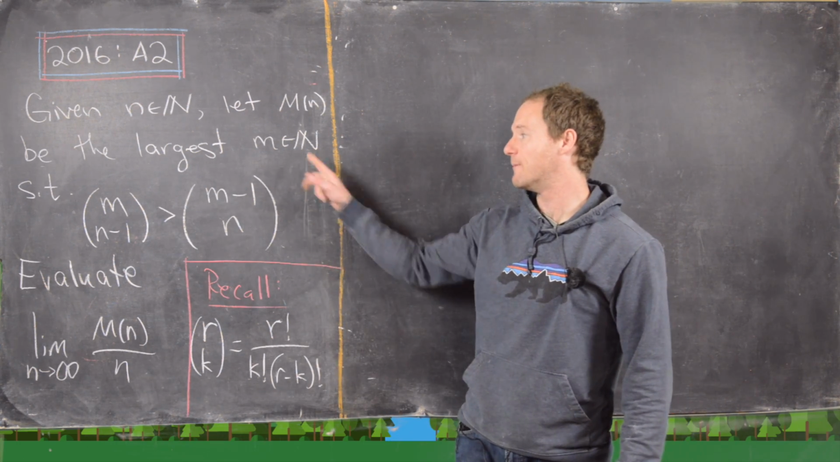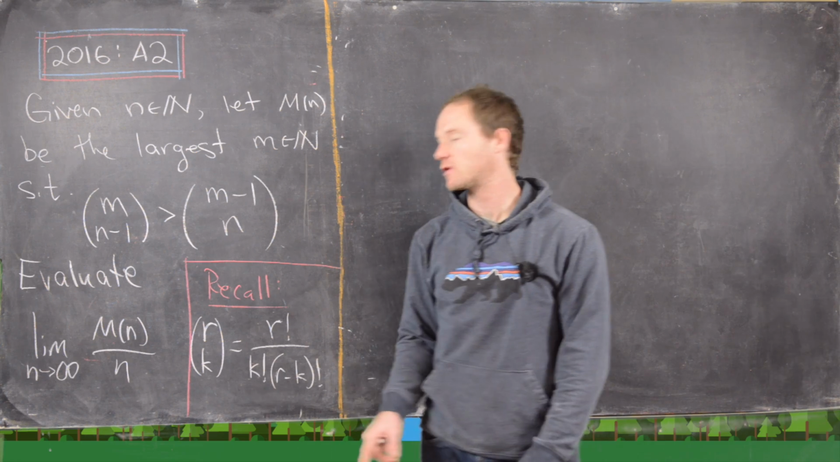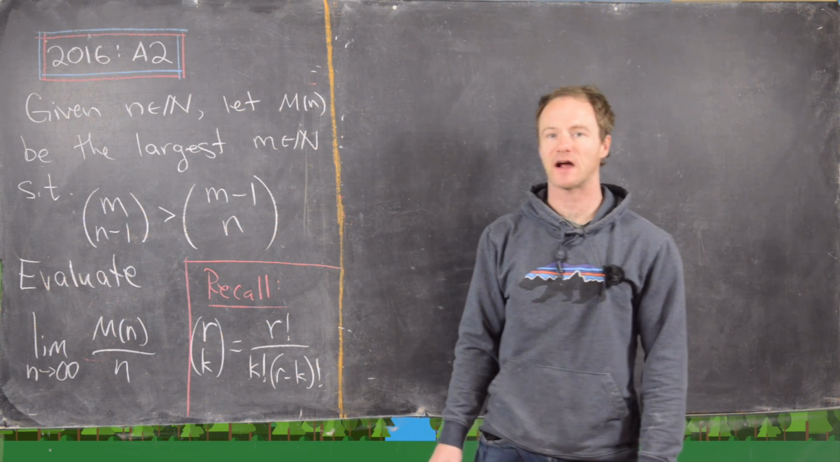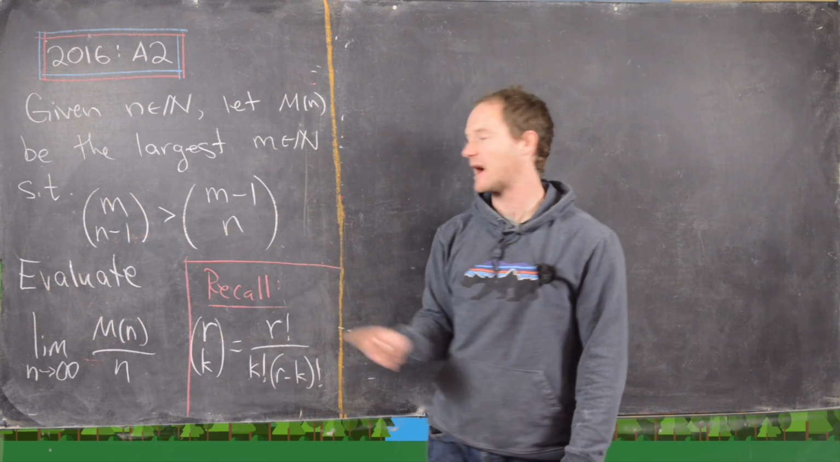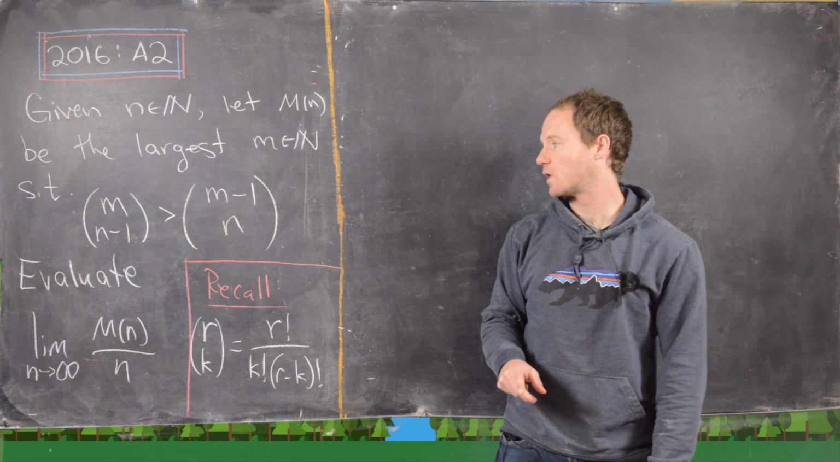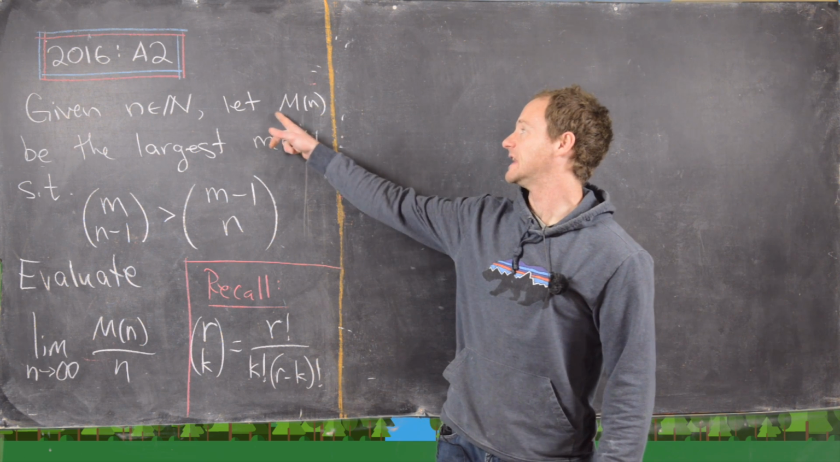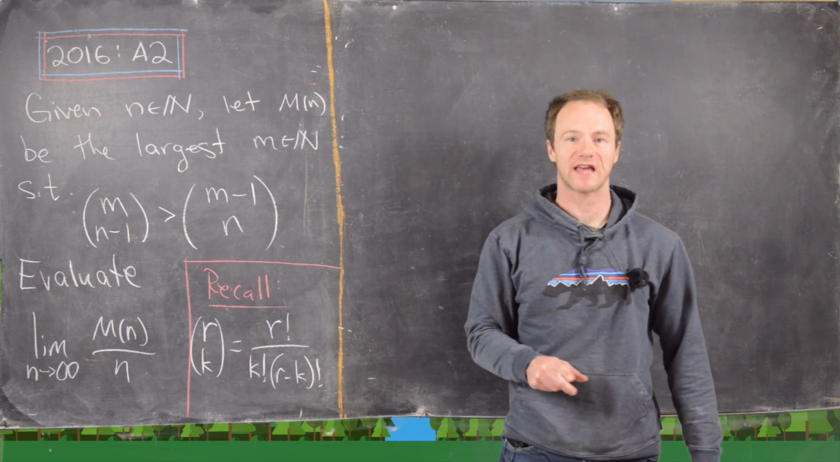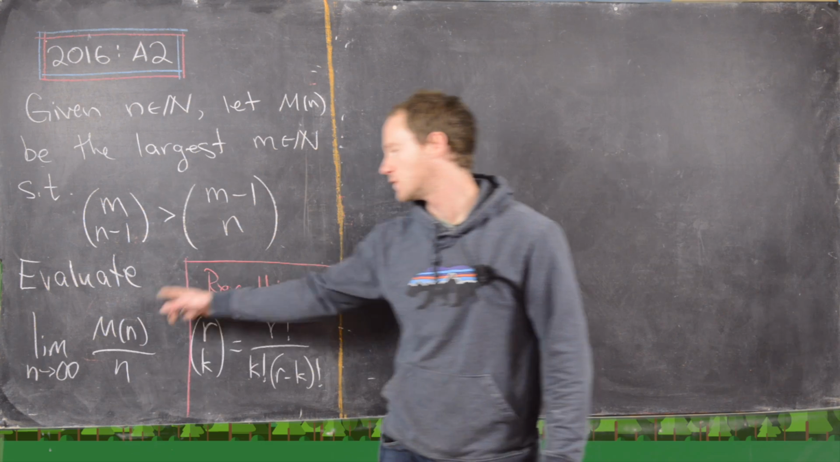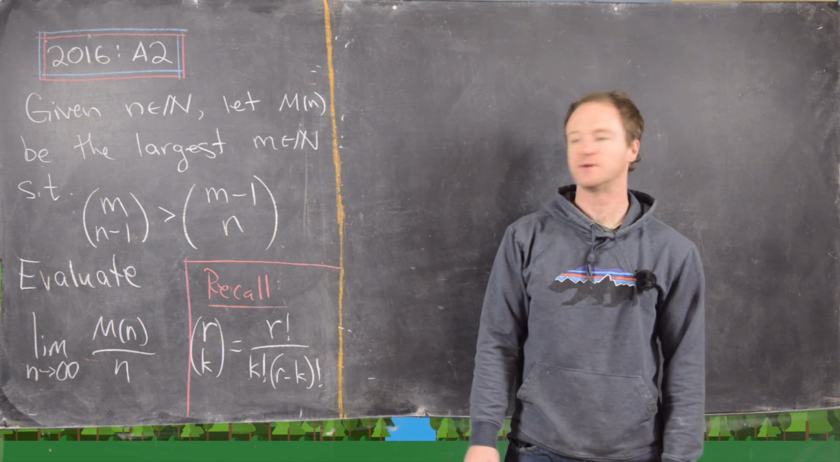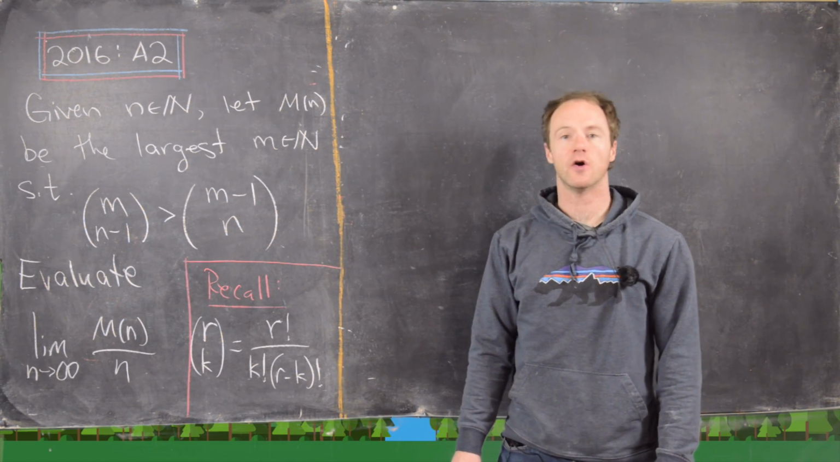natural number m such that the binomial coefficient m choose n minus 1 is bigger than the binomial coefficient m minus 1 choose n. And then our goal, after getting an idea for what this largest capital M of n is, is to evaluate the limit as n goes to infinity of M of n over n.